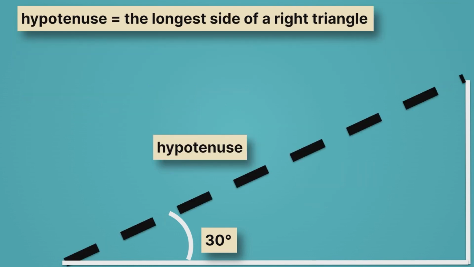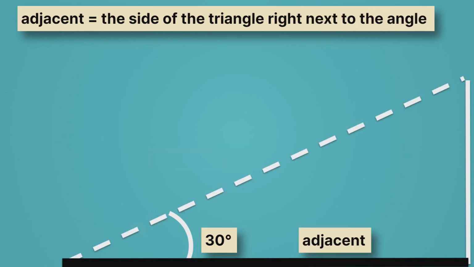Well, the hypotenuse is just that longest distance. It's the longest side of a right triangle. A right triangle is just one with a right angle, that is a horizontal line and a vertical line meeting perfectly. What about an adjacent line?